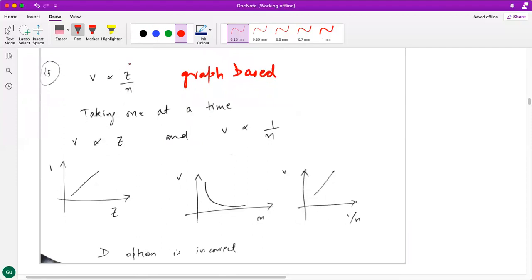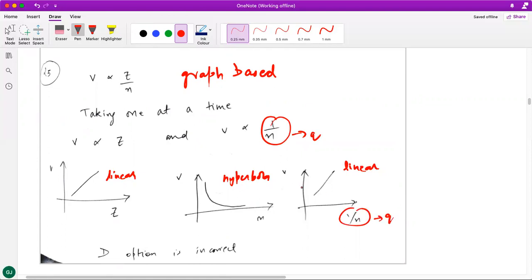So you can notice the formula of velocity or speed of an electron. It is directly proportional to z. So you get the linear graph when we plot v versus z. V and n, they are inversely proportional. So if you plot v versus n, you will get a hyperbola. But v and 1 by n, as you can see in this third graph, are directly proportional. So you again get a linear graph for them. You can write this 1 by n as say some q variable.